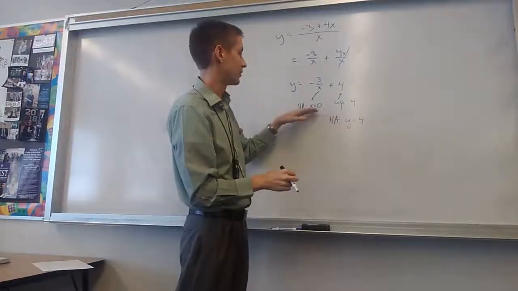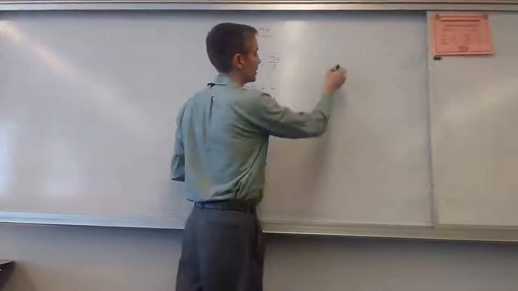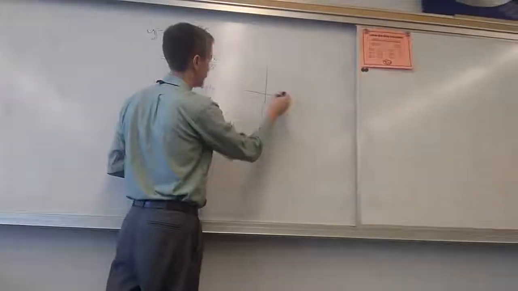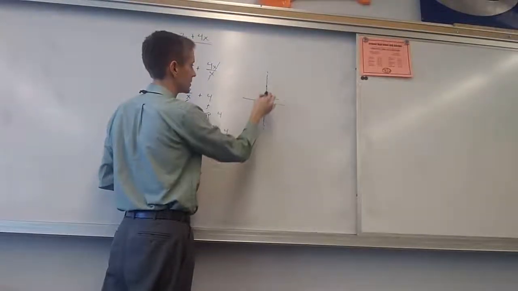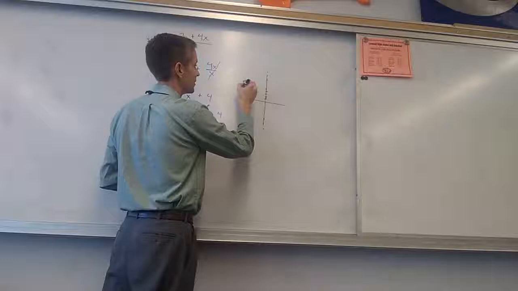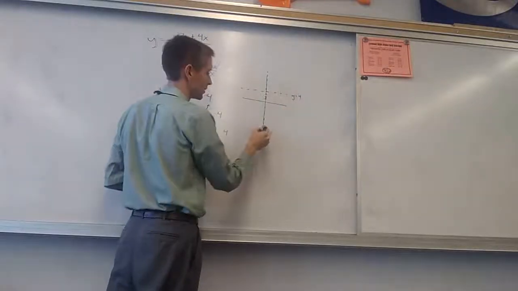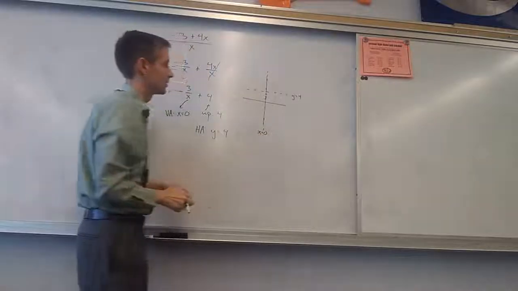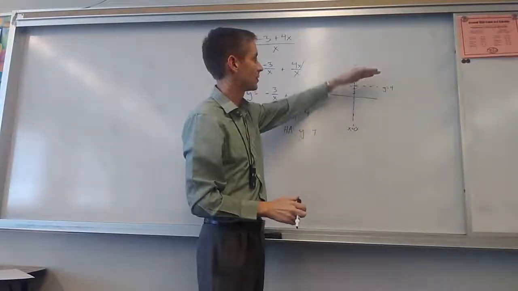Let's go ahead and plot those onto a graph to help us out. So the vertical boundary we said was x equals 0. The horizontal boundary is at y equals 4. So y equals 4 here, x equals 0 there. Now we know where we can't cross vertically and where we can't cross horizontally for this function.